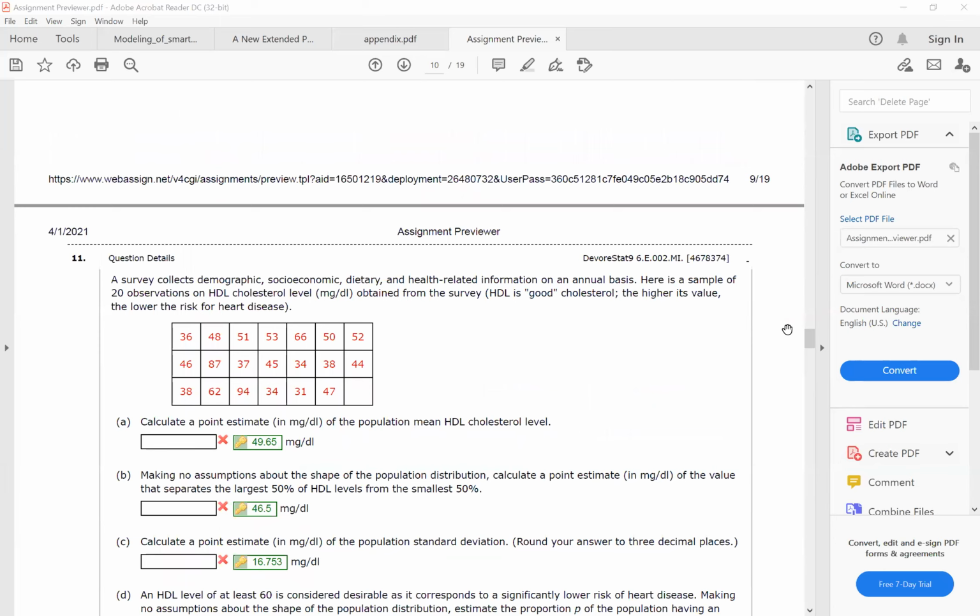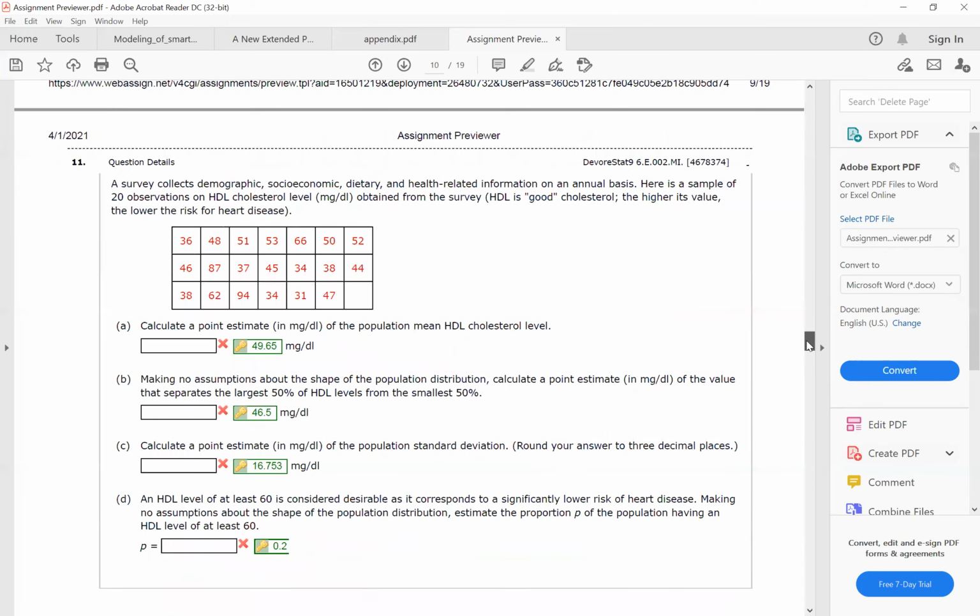Okay. The next one is also a similar problem. Calculate the point estimate of the population mean. Here you just calculate the sample mean of this data. Then, making an assumption about the shape of the population distribution, calculate a point estimate of the value that separates the largest 50% of HDL levels from the smallest 50%. So we are looking for the middle value, so you basically have to find the median.